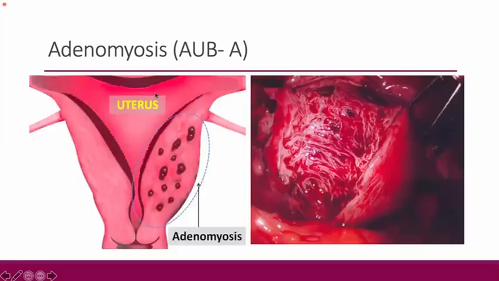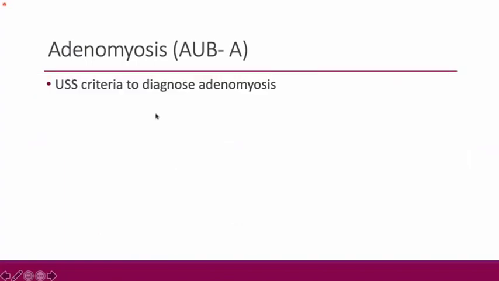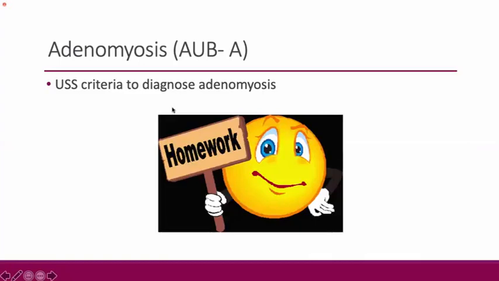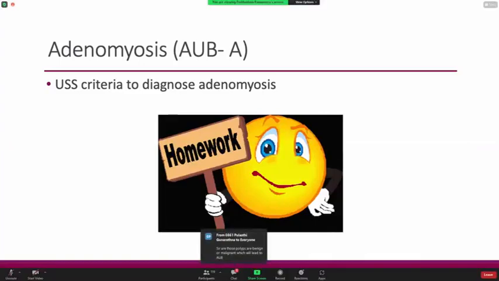Adenomyosis is the presence of endometrial tissue in the myometrium. If you look at it in the specimen, you will see this dark red material, black spots, and this thickens the uterine wall because of inflammation. The ultrasound criteria to diagnose it is something you need to check on your homework, because this is a question that we usually ask.